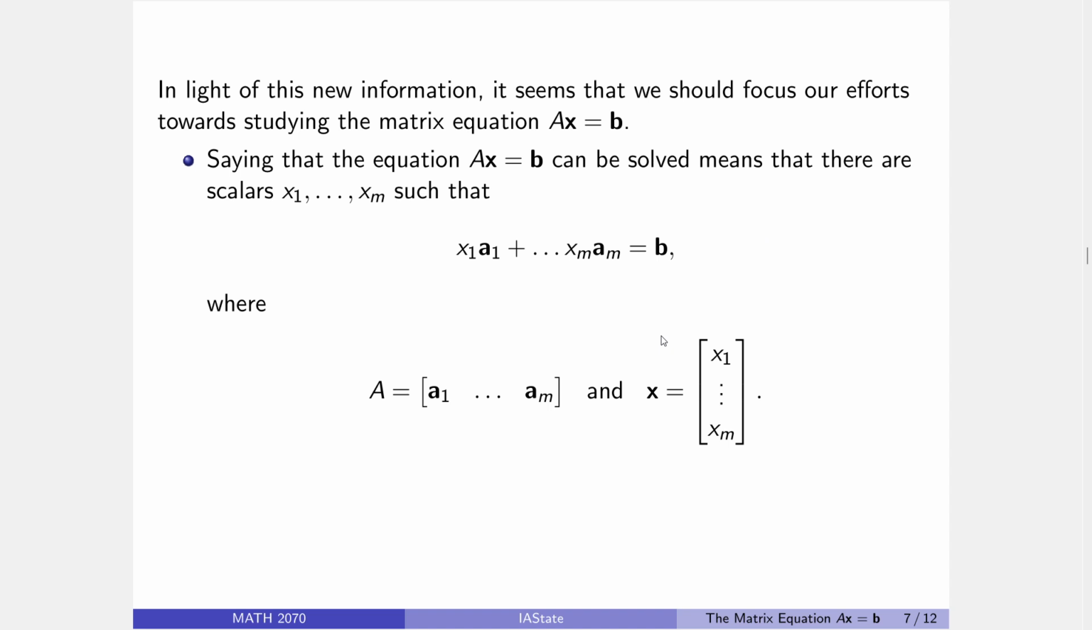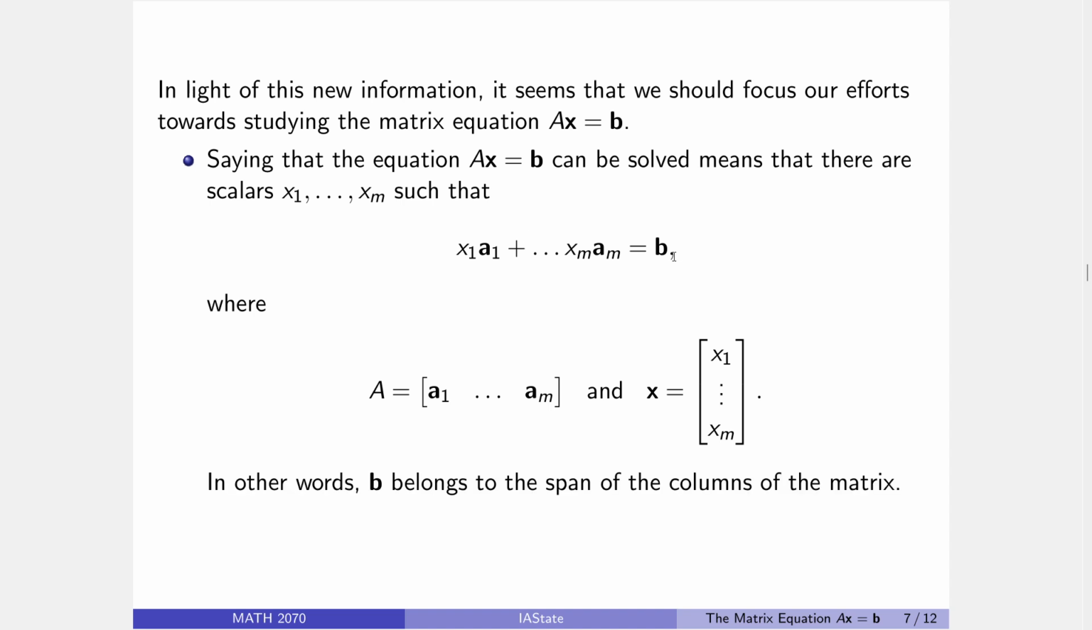Saying that that can be solved means we can find a vector x that satisfies it. So in other words, I can find scalars so that the linear combo of the columns equals b. And another way of saying that is that b belongs to the span of the columns of the matrix. Now this is the secret sauce.